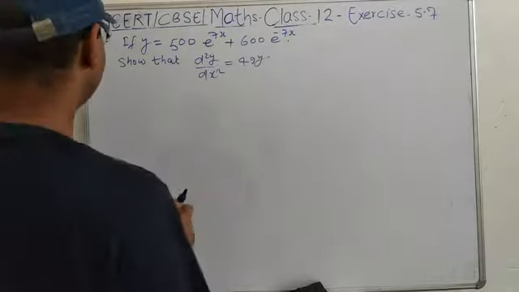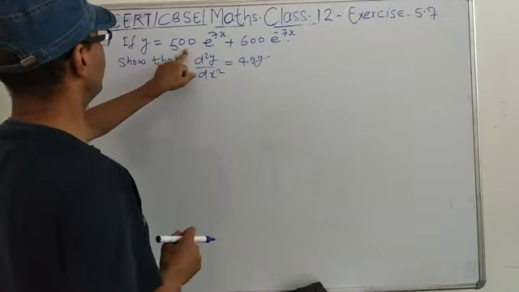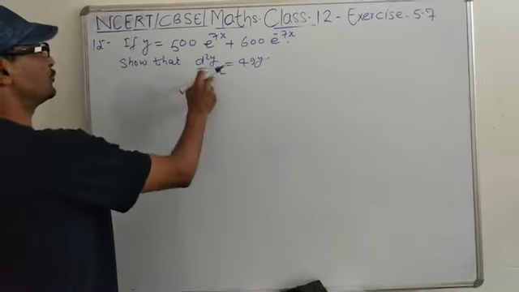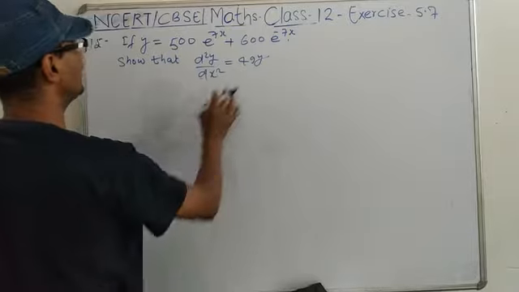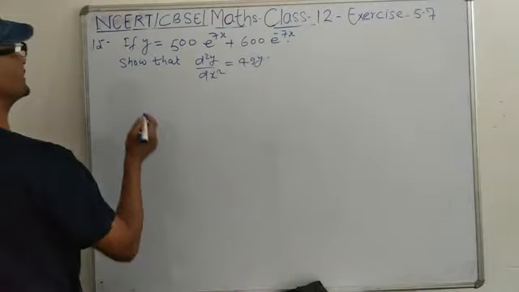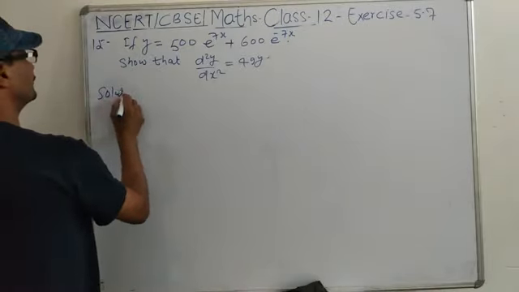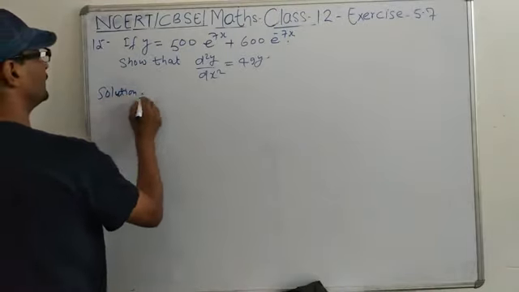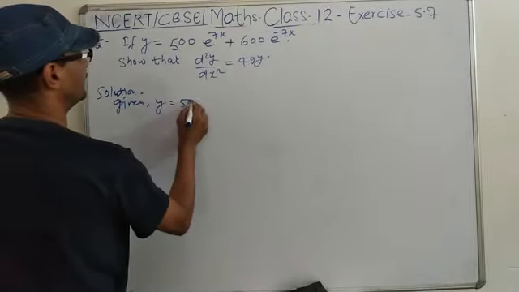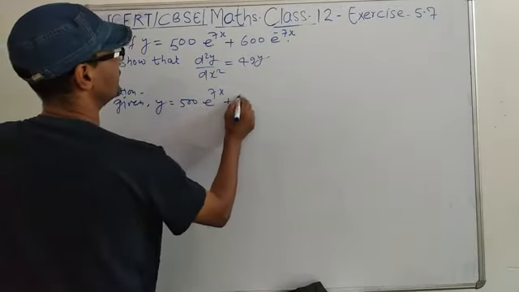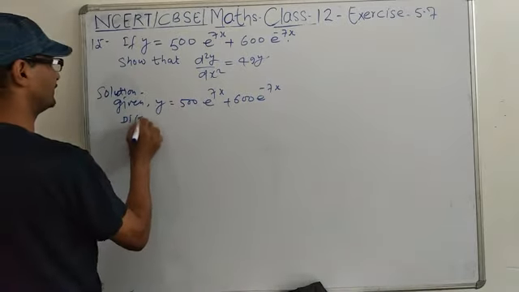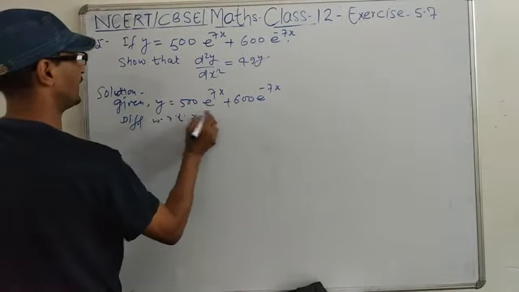Now question number 15 is, if y is equal to 500 e to the power 7x plus 600 e to the power minus 7x, so that d2y by dx square is equal to 49y. We have to prove this. So again we find here dy by dx and also d2y by dx square. So our solution, given y is equal to 500 e power 7x plus 600 e power minus 7x. First we differentiate both sides with respect to x.